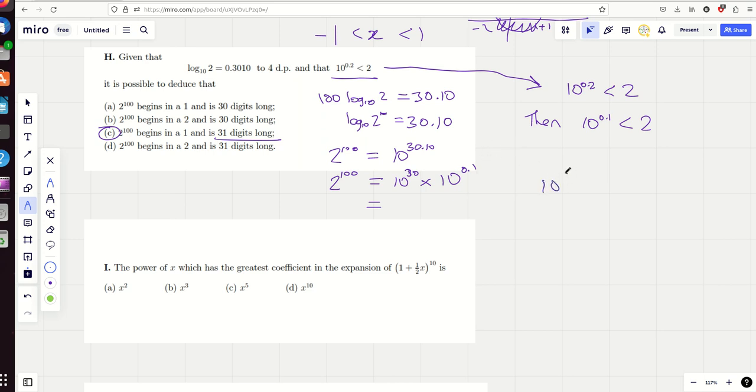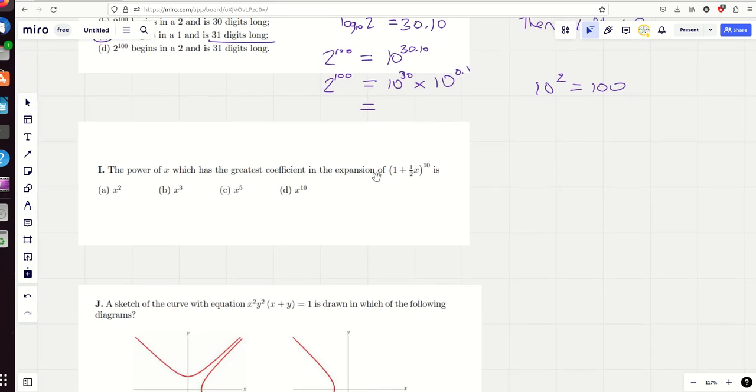Just to make that last point, 10 squared is 100. That's three digits long. Two of them are zeros, and the leading digit is one. So yeah, that's why it begins with a one and it's 31 digits long. That's how I did that one.